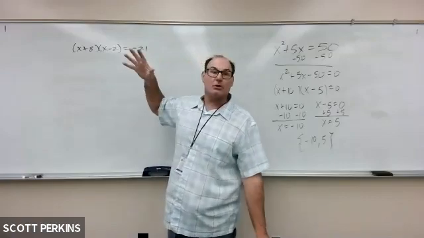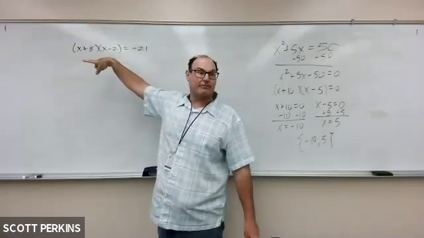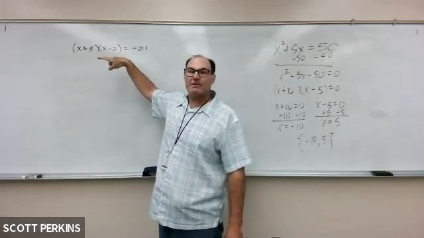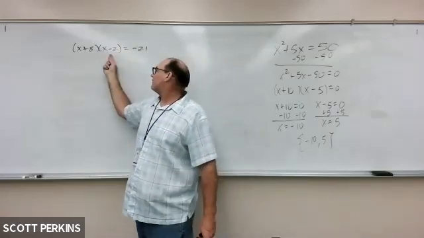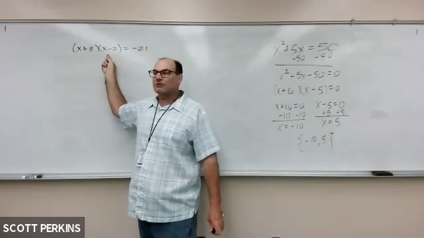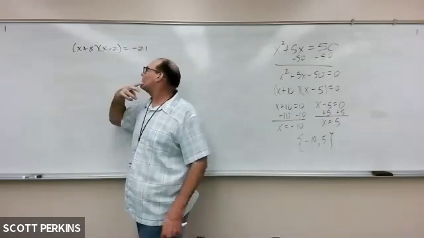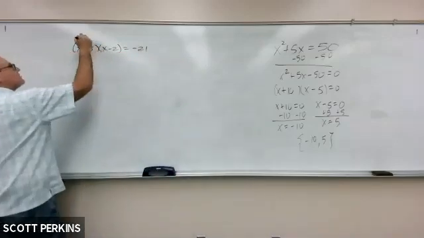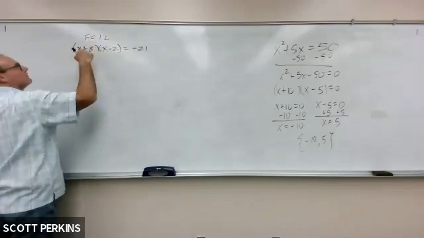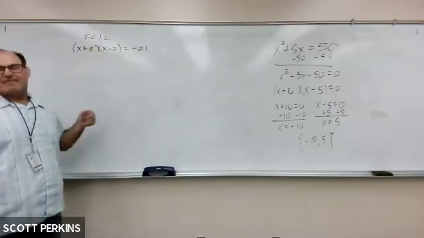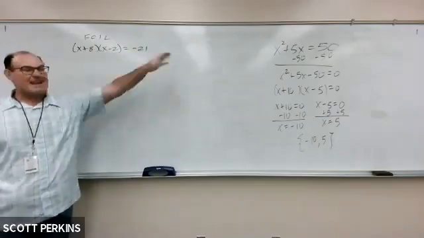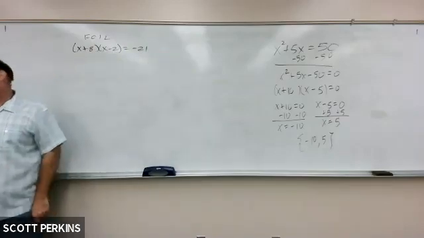What you're going to need to do is bring the 21 over. But before you can bring the 21 over, this is not ready to receive the 21. There are no like terms. So the first thing you have to do is FOIL this side out. You've got to multiply that together. Then you can bring the 21 over. Then it's just like the problem we did a moment ago.